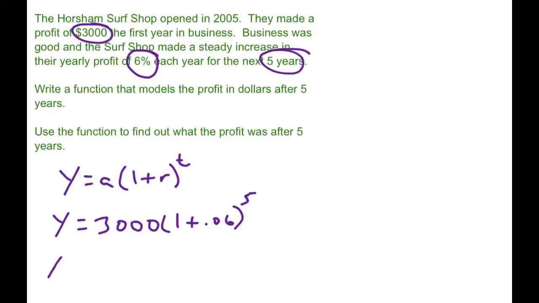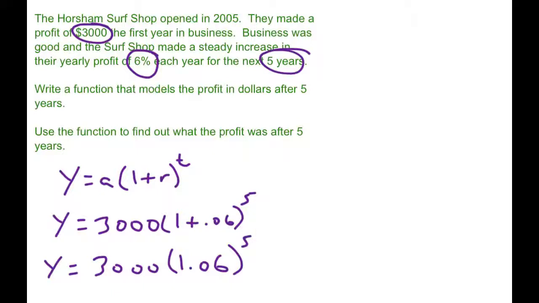I'm going to clean this up a little bit. Inside the parentheses, I can add 1 and 0.06, and I get 1.06. Be careful with that. I've seen kids make mistakes there just by adding the 1 and the decimal, and then your answer is going to be wrong after that, and that's something that shouldn't be that difficult to do. All right, to the 5th power.